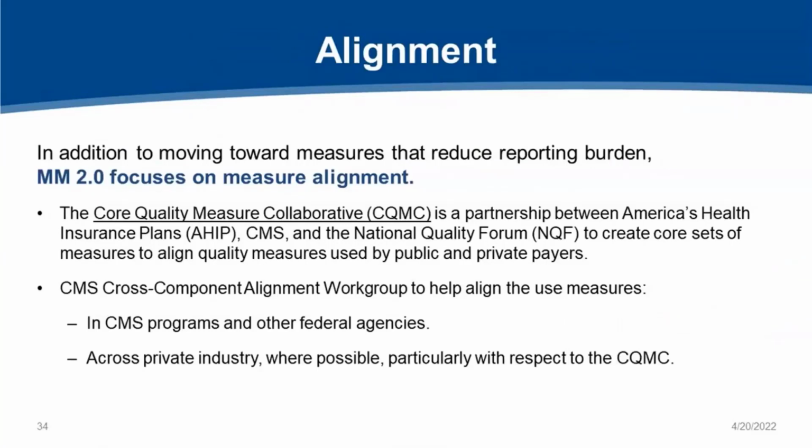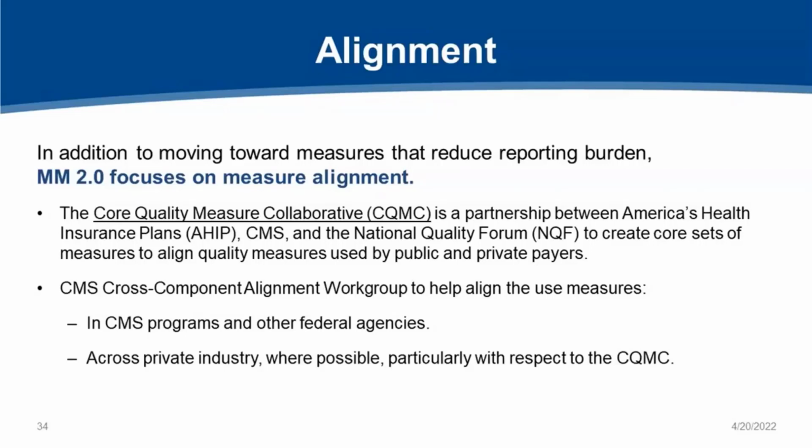So in addition to trying to simplify measure reporting, Meaningful Measure 2.0 also focuses on measure alignment to reduce burden on measures. It's important that CMS not only align internally across our reporting programs, but also externally with private payers as well. And so as such, we have two initiatives to highlight. First, the Core Quality Measures Collaborative, or CQMC, and then two, the CMS Cross-Component Alignment Work Group.